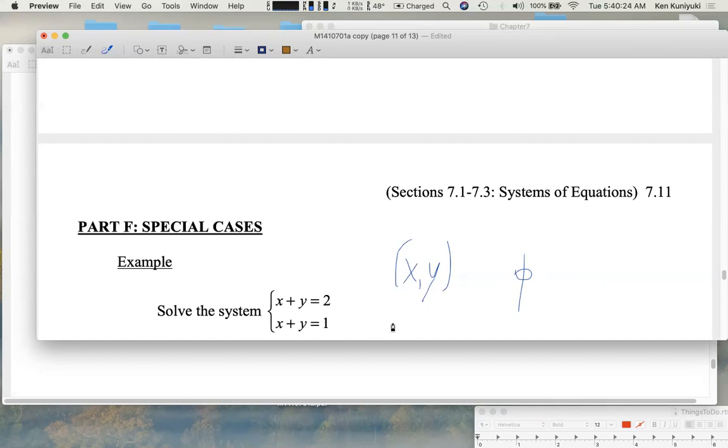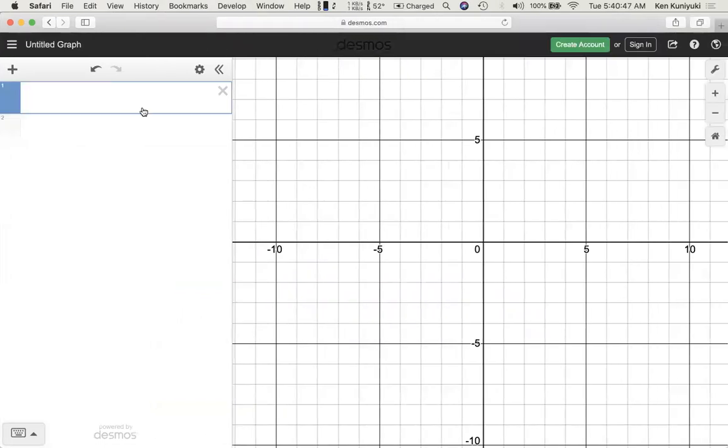Graphically, what happens? Graphically, how would you graph these? You can think in terms of intercepts or slope-intercept form. Let's think intercepts. What are the intercepts for this first line? 2 comma 0 is the x-intercept. 0 comma 2 is the y-intercept. So here's the graph of x plus y equals 2.